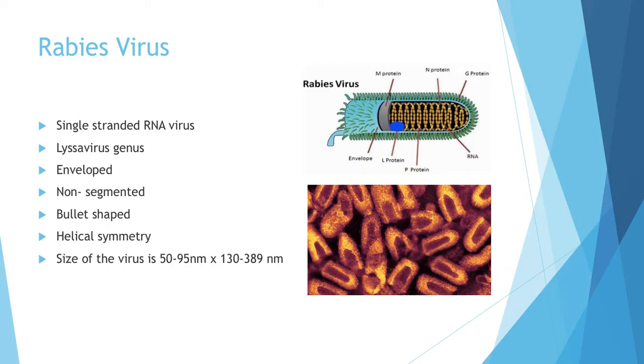Rabies is caused by a single-stranded RNA virus that belongs to the Lyssavirus genus. The virus is enveloped, non-segmented, bullet-shaped, and has helical symmetry. The size of the virus is 50 to 95 nanometers by 130 to 389 nanometers.